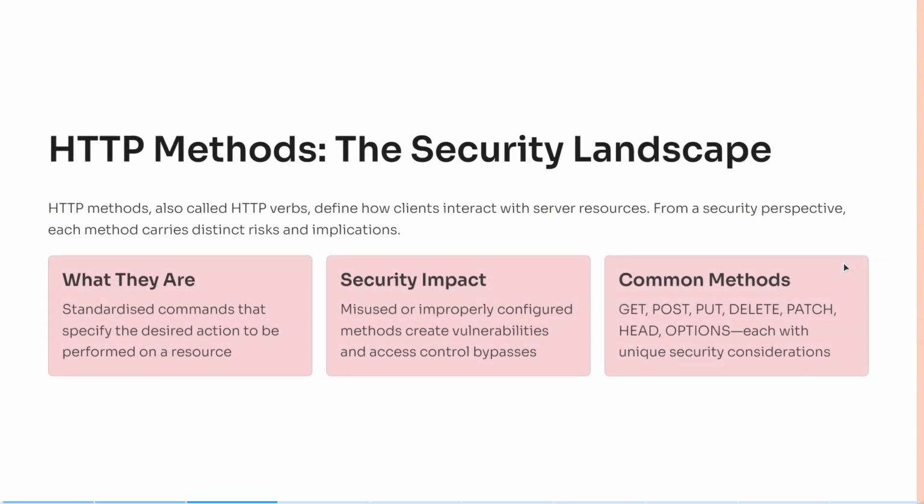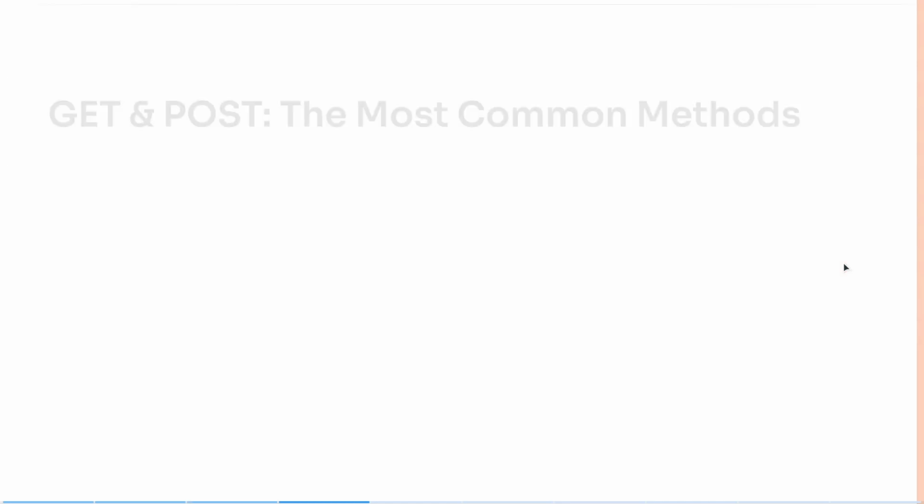Now let's talk about HTTP methods. HTTP methods tell the server what action to perform. From a cybersecurity perspective, allowing too many methods can be dangerous. Attackers often test methods to see what actions they can perform. Some common methods are GET, POST, PUT, DELETE, PATCH, HEAD, and OPTIONS. We will discuss them in detail in the next slides.